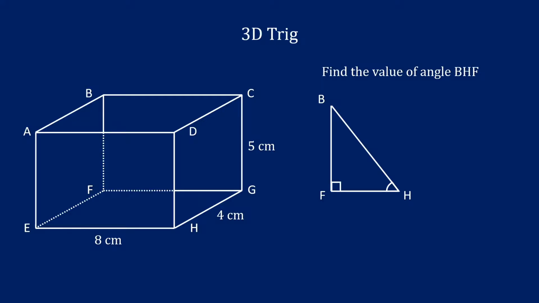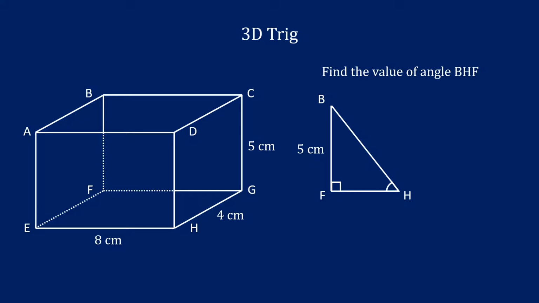I know that it's a 90-degree angle BFH, and I know that BF is 5 centimeters. I know that from the diagram. But sorry, it doesn't say BF is, listen, it's a cuboid. If CG is 5, BF is 5. Again, I don't have enough information here. That's almost always going to be the case with 3D shapes. So I need to find another side.